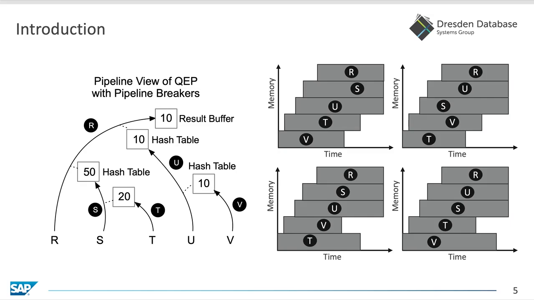The y-axis represents the memory. And as you can already see here, even though it's not to scale, the gray areas for the different pipeline execution orders are different, which corresponds to changing average memory consumption.